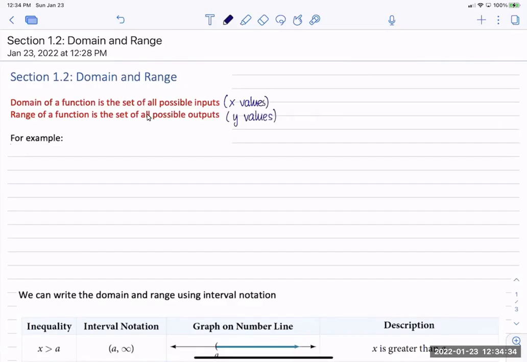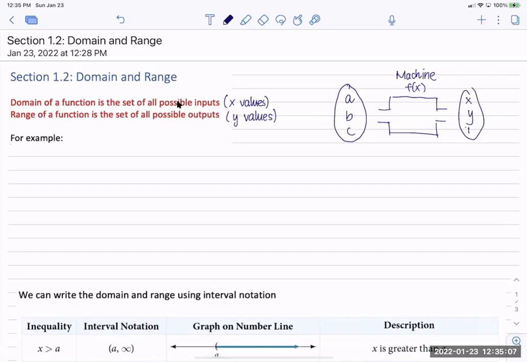Okay, so why do we say all possible? Because not every function has a domain of all real numbers. Think about it: a function actually looks like a machine, right? This is your machine, or your function f of x, and you input something into your machine, and it comes out with an output value. So A, B, and C go into the function f and come out as X, Y, and Z.